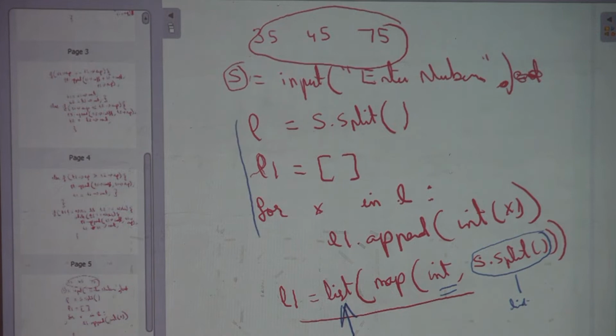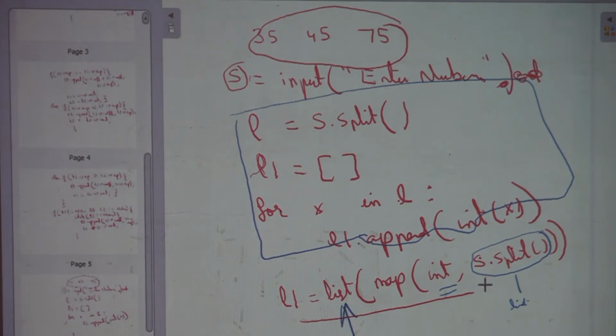So instead of doing all these three lines, I can do just this line. Both are equal. Both will produce lists. And then you can work with that list. Here I am starting from this point.